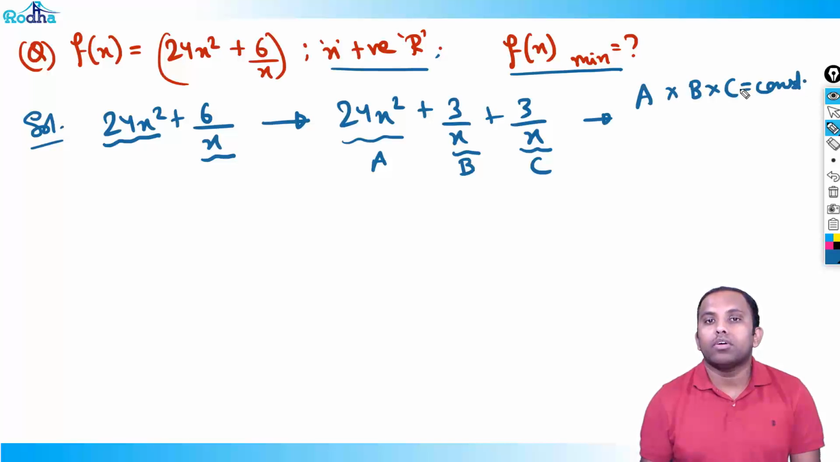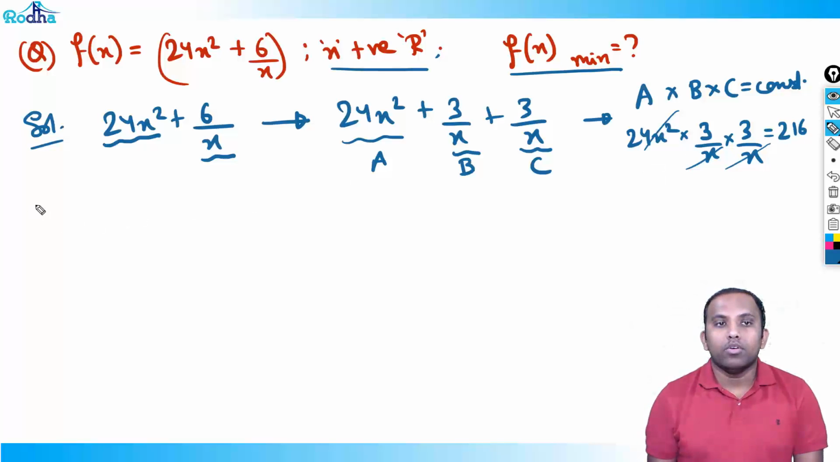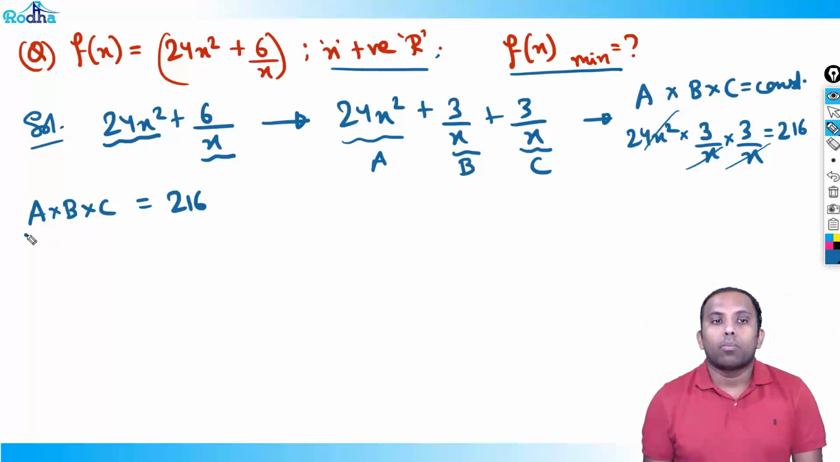Why is it a constant? Because 24x square into 3 by x into 3 by x, x gets cancelled, right? It becomes 216. So I can say that now a into b into c is equal to 216, a constant. So the product is constant. What I want is f(x) minimum.